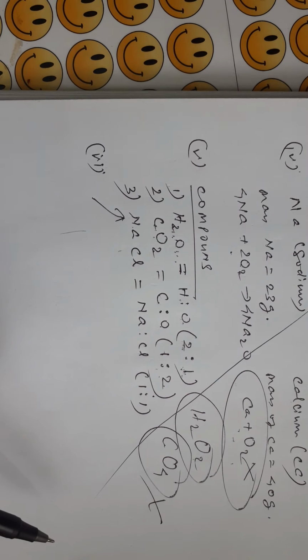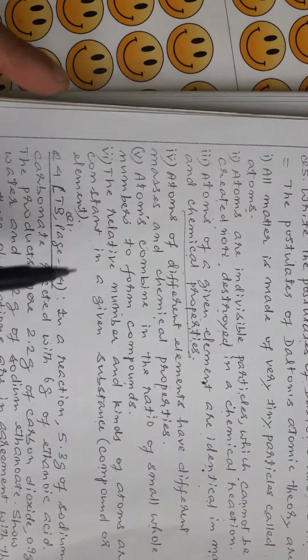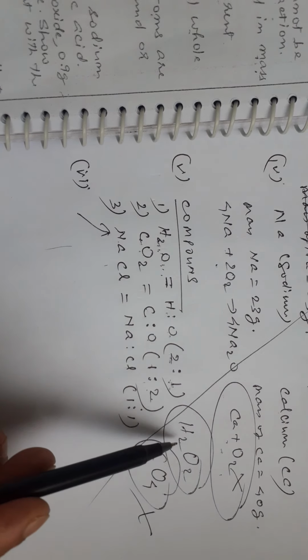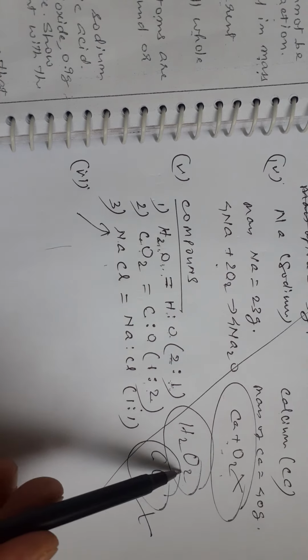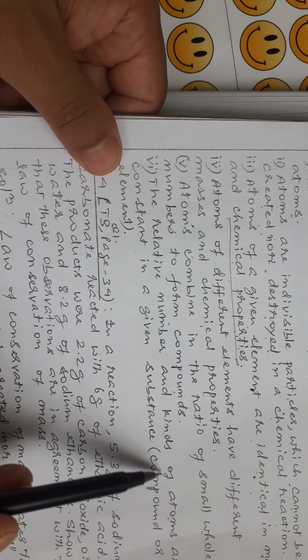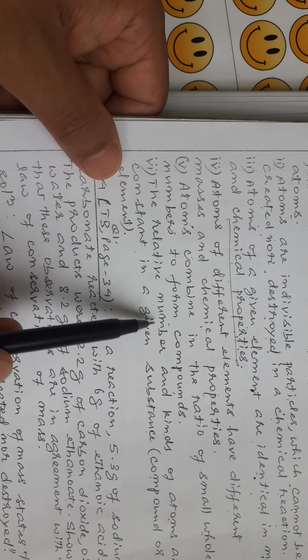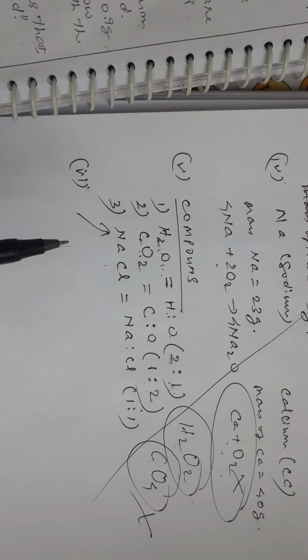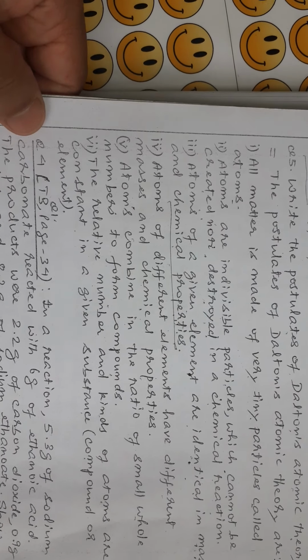That is what is meant by the relative number and kinds of atoms. Kinds of atoms means in water you'll find only hydrogen and oxygen. You will not find a carbon atom. The kinds of atoms are always fixed. And the relative number is constant, meaning always 2:1, never 2:2 or 1:4 in carbon dioxide. I hope you understood that. Okay.